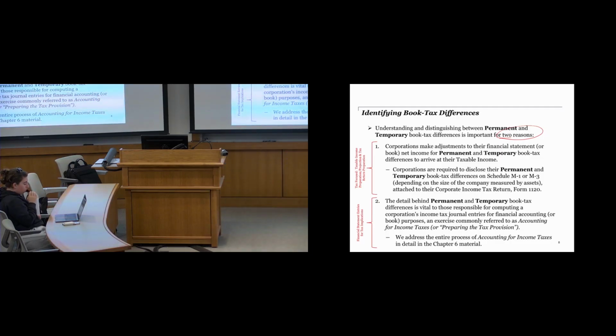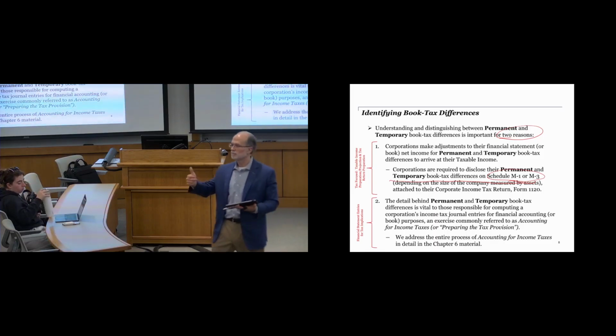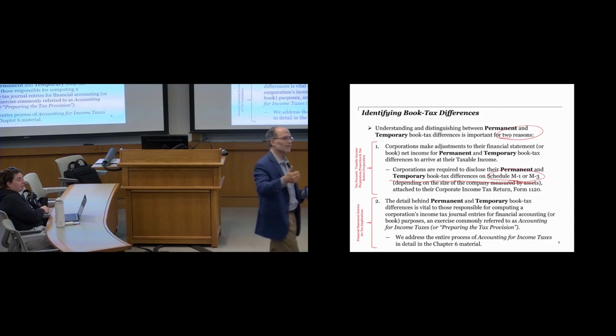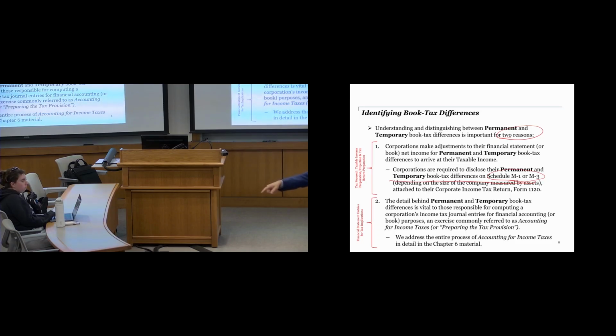And that I also record or disclose permanent and temporary book tax differences on what is called Schedule M-1 or M-3. Those are not BMW models if you're a car enthusiast. They're supplemental schedules to Form 1120. Basically, what they do is that form starts with financial statement income and ends with taxable income. What are they doing? The government is making you show them a roadmap. How did you get from financial statement income to this tax return, taxable income number?